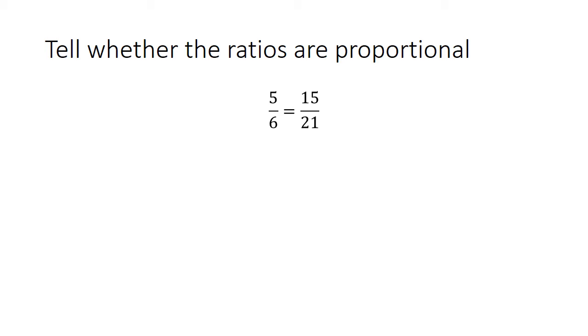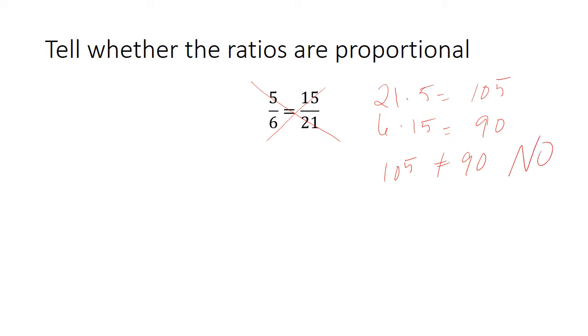Let's start with 5/6 and 15/21. All right? So we are going to multiply the cross products here and here. 21 times 5 is 105. And 6 times 15 is 90. 105 is not equal to 90, so these are not proportional.